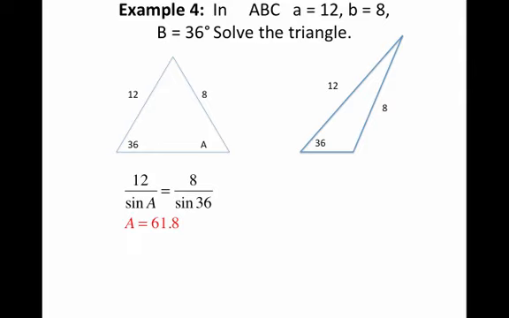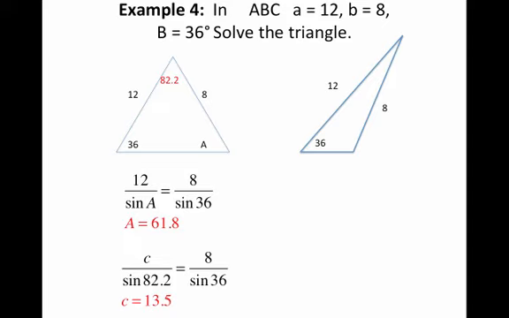Just like in the previous examples, we can use the 180 rule to solve for the third angle, which is 82.2. Our last step would be then to set up the law of sines again, cross multiply, solve for side C, which we get as 13.5. This is the place where students often will make mistakes, and you need to be aware of this.